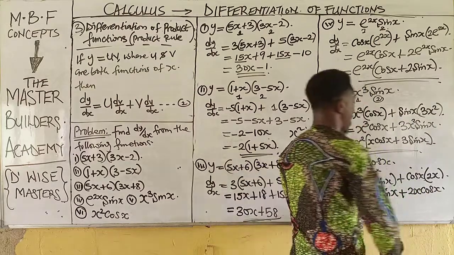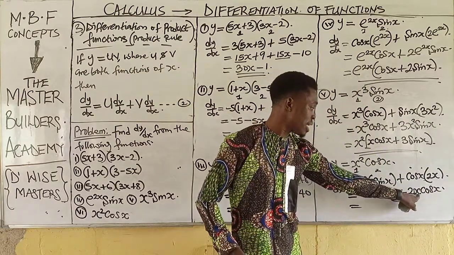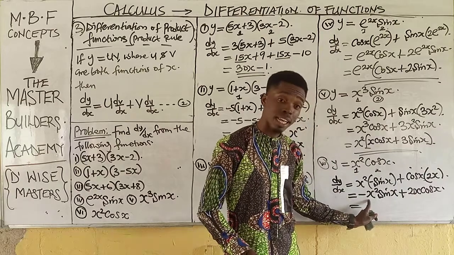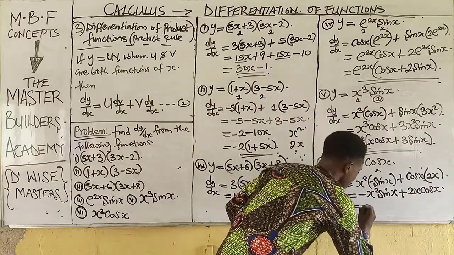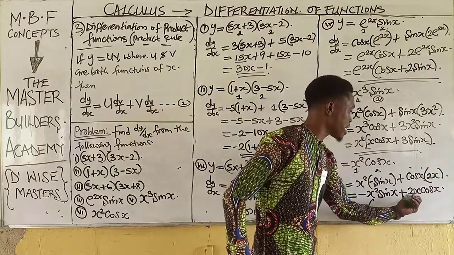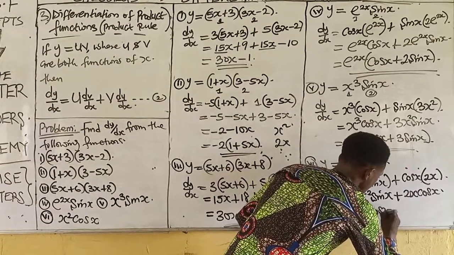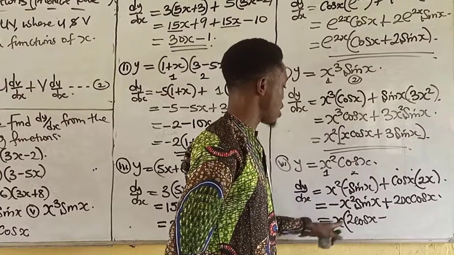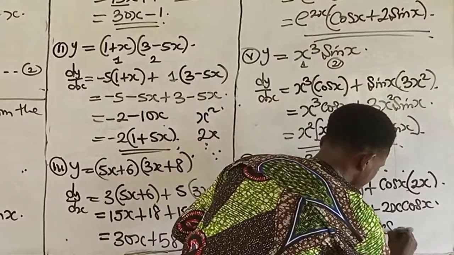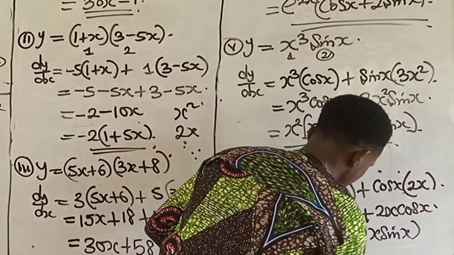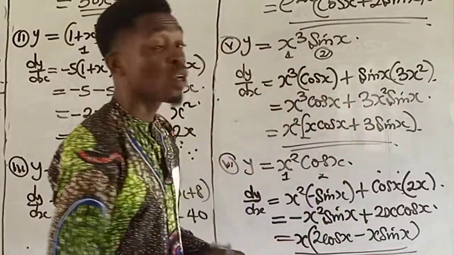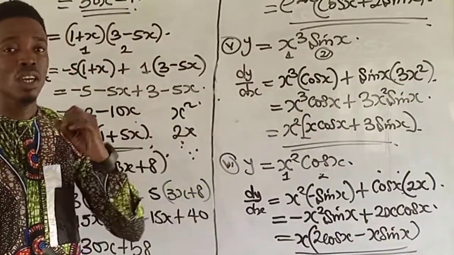So we can decide to rearrange this and equally factorize. x is here, and we have x squared here. And x is common, so put down x. Then take this positive sign first. When we remove x from here, we have 2 cos x. And when we divide x squared by x, we have negative x sine x. This is the answer to this very question.